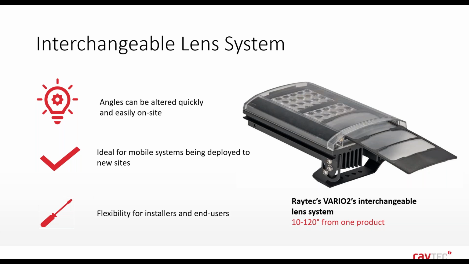And so having the Vario 2 interchangeable lenses, which are incredibly simple to operate, allows any individual lamp to go from that 10-degree spotlight to 120 degrees. And we've got enough lenses in between to satisfy any requirement, both elliptical beam angles and circular beam angles, depending also on the horizontal field of view, or vertical field of view, sorry, that is required.